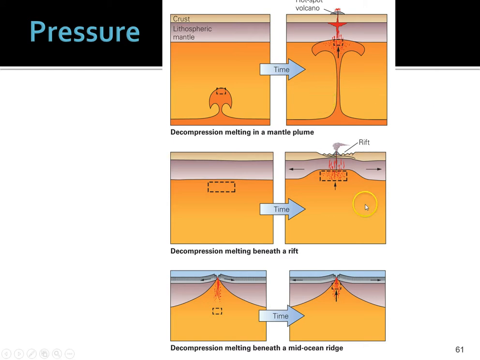If you have a divergent plate boundary, like a continental rift, you're pulling those plates away from each other, that's going to thin the crust. And when the crust thins, you get decompression melting there. The other place is going to be at the mid-ocean ridges, and it's basically the exact same process between those two.